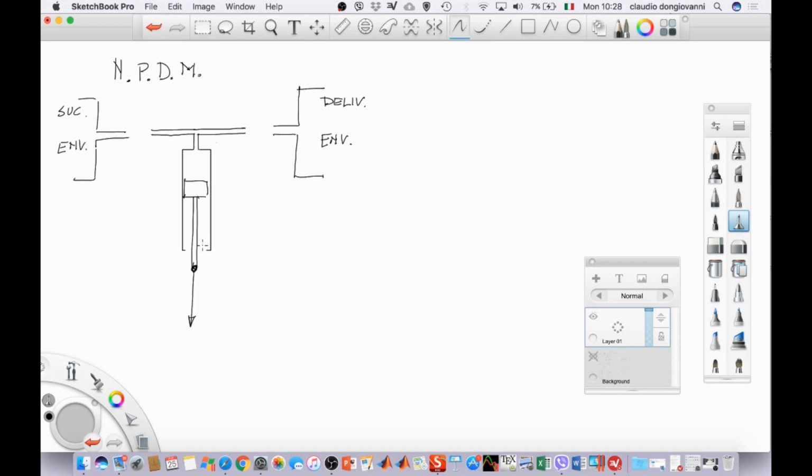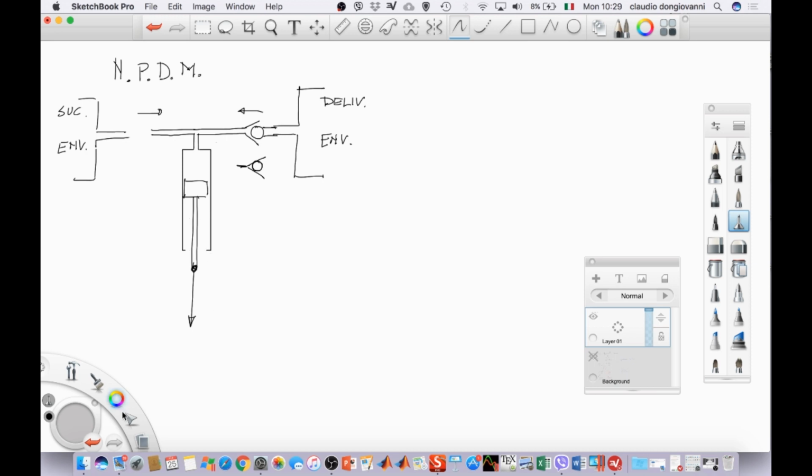So when you move in this direction, obviously, you try to take fluid from both environments, but you want to avoid fluid coming from the delivery environment, only from the suction. So you need a very simple device here, a valve, like a ball, that is near the hole. When you try to take fluid from the delivery environment, this hole will be blocked. Therefore, the fluid coming from the suction environment is able to come in.